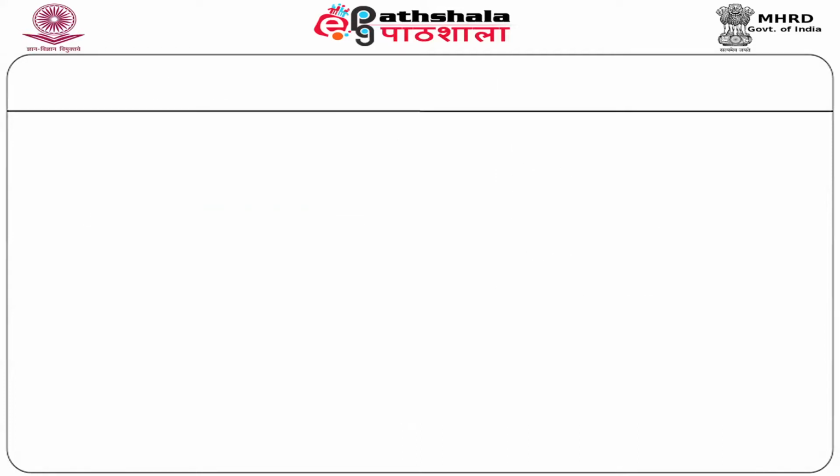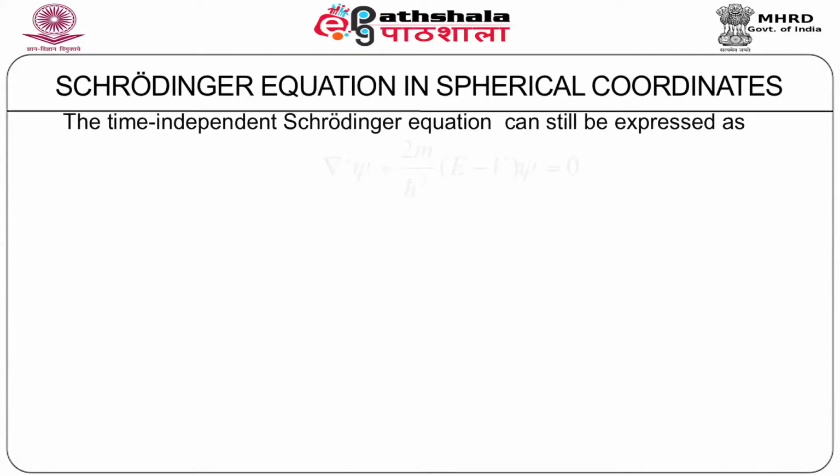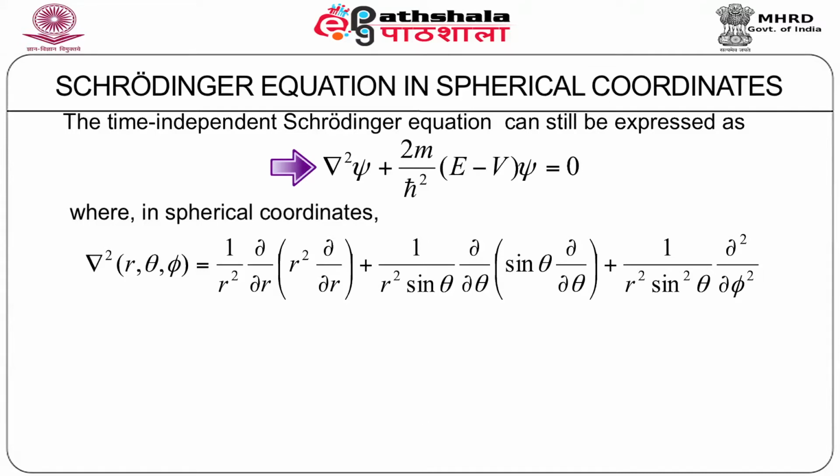So we have now to translate the Schrodinger equation into spherical coordinates. You can see the time-independent Schrodinger equation, the first equation on the screen, and by now I think you're familiar with this equation. You have to remember it by heart. It's the most fundamental equation in quantum mechanics. This form is still retained in spherical coordinates. All that you have to do is express del squared in spherical coordinates.